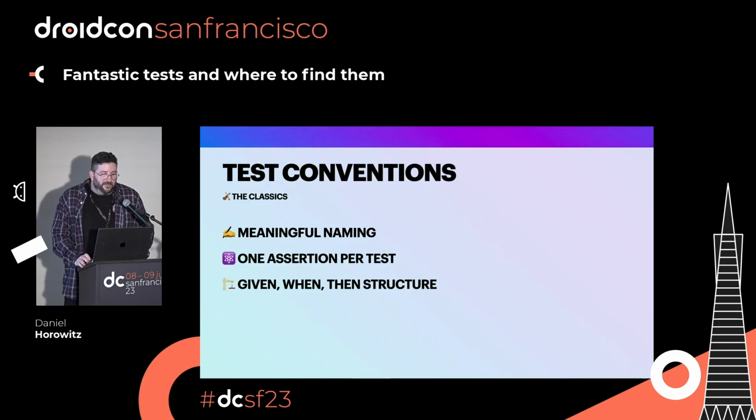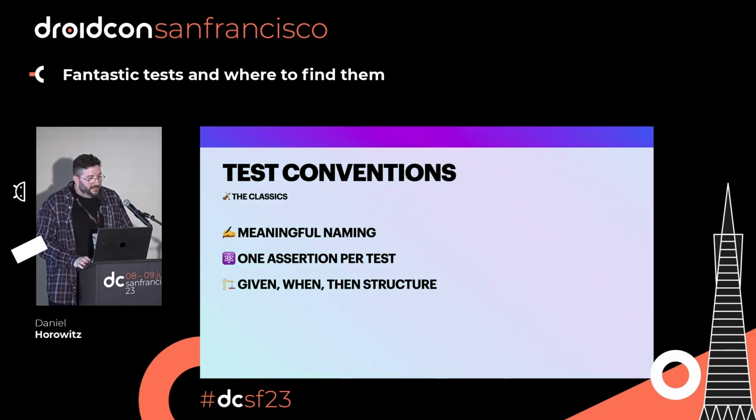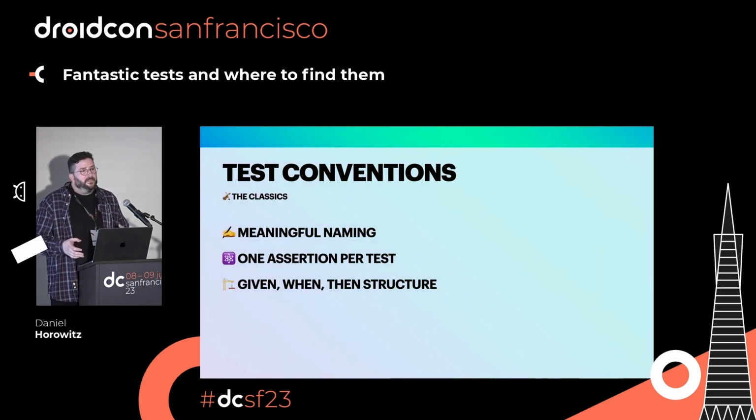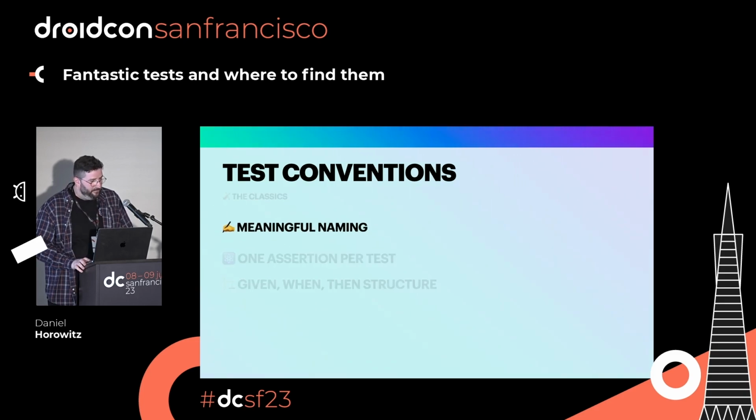Okay, so let's go through more classic stuff. So we have meaningful naming. This could simplify the investigation and improve the test suite design. One assertion per test. We already talked about this. It also promotes single responsibility when testing. And also the given-when-then structure. So let's go through them one by one.